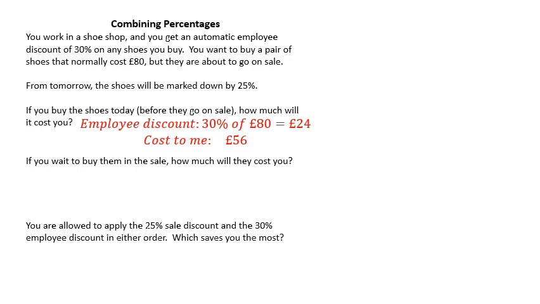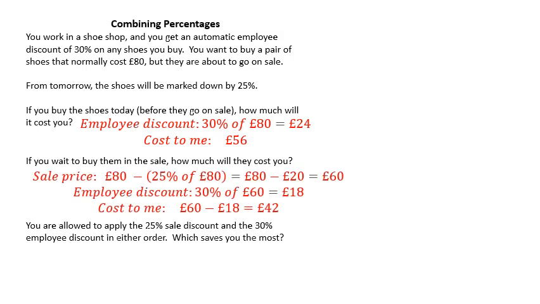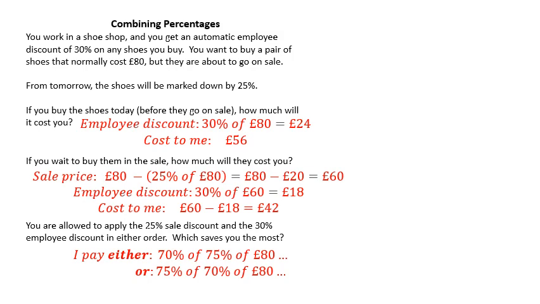So for the first part, you save a certain amount and you end up having to pay only £56. The second one, you buy them in the sale after the 30% discount is applied. You end up needing to pay even less. But you'll notice that 30% of £60 is not as much as 30% of £80. Either you get a large discount because it's 25% of a large amount of money followed by a smaller one, or vice versa. But at the end of the day, it comes out exactly the same.